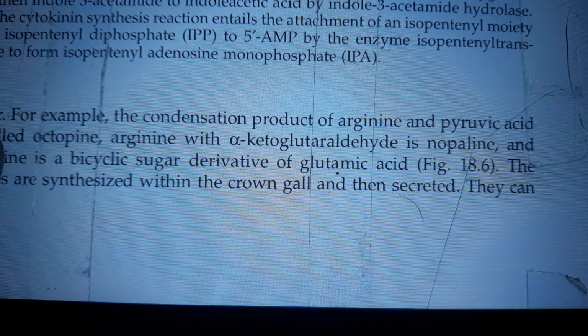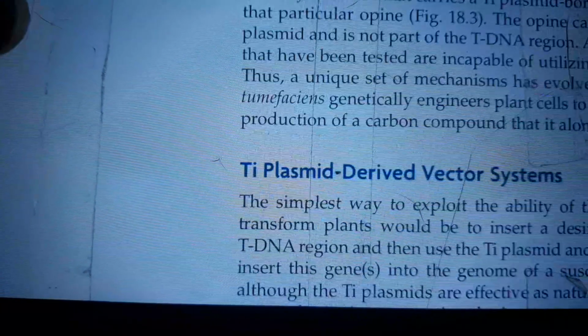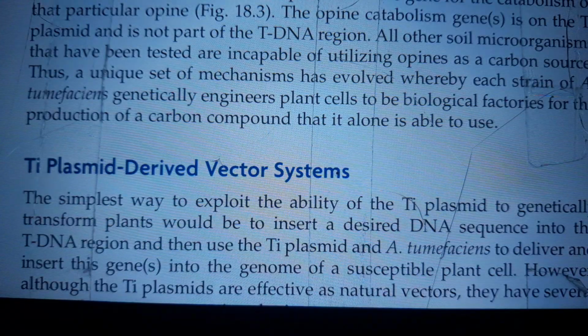The opines are synthesized within the crown gall and then secreted. They can be used as a carbon source and sometimes also as a nitrogen source by any A. tumefaciens cell that carries a Ti plasmid-borne gene for the catabolism of the particular opine. The opine catabolism genes are on the Ti plasmid and are not part of the T-DNA region. All other soil microorganisms that have been tested are incapable of utilizing opines as a carbon source.